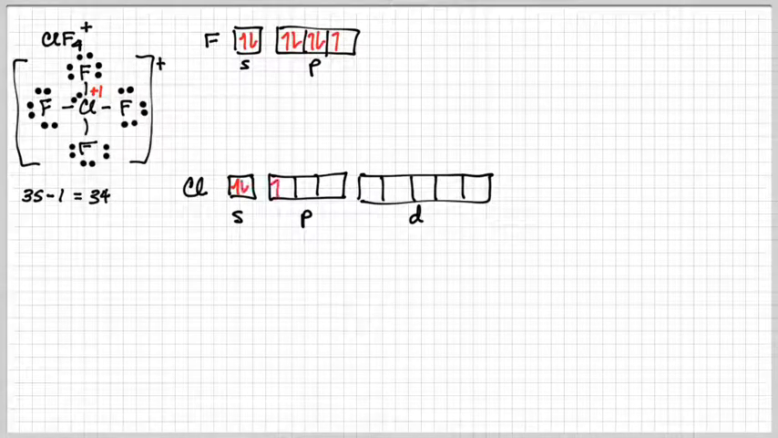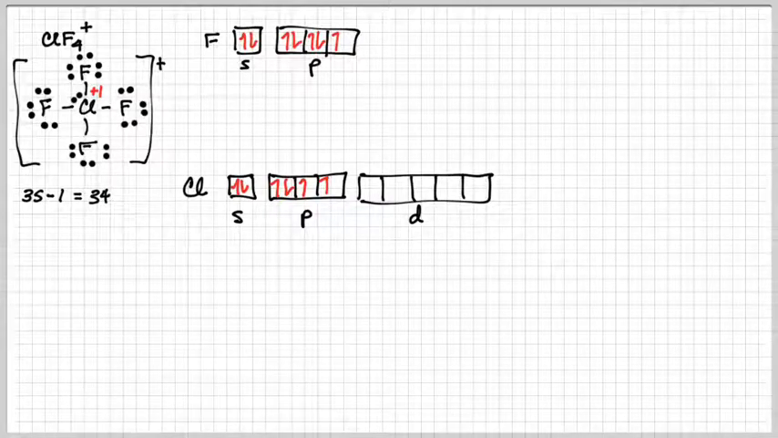1, 2, 3, 4, 5, 6, 7. But it's got a positive 1 formal charge. That means I have to remove an electron from the chlorine. So back that up. There's 6 electrons for the chlorine. Okay, so now we have to predict what hybridization it is.